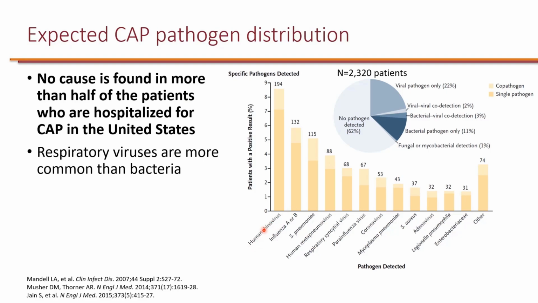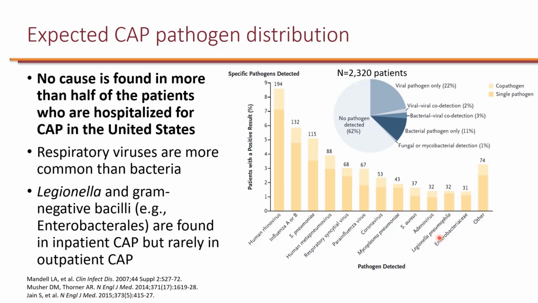So you can see here human rhinoviruses, influenza, coronaviruses. And while Legionella and Enterobacterales are found among hospitalized patients, really they are rarely found in outpatient community-acquired pneumonia. And what I mean by that is community-acquired pneumonia that's not severe, that can be treated as an outpatient. And we'll talk more about that shortly.